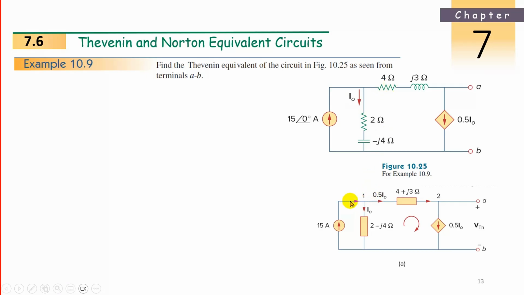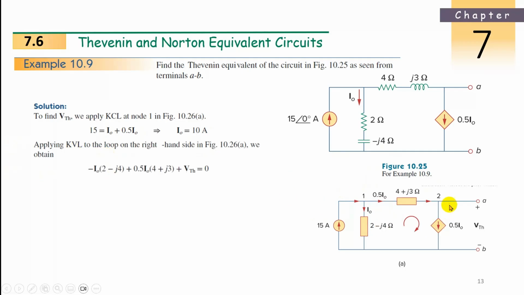So what will we have? 15 is equal to I0 plus 0.5 I0. Sum it and directly you can find I0. So 15 equals I0 plus 0.5 I0, which becomes 1.5 I0. So I0 will be 15 divided by 1.5, which is nothing but 10. So we got I0 now. Very good. Now we need node 2, at node 2.